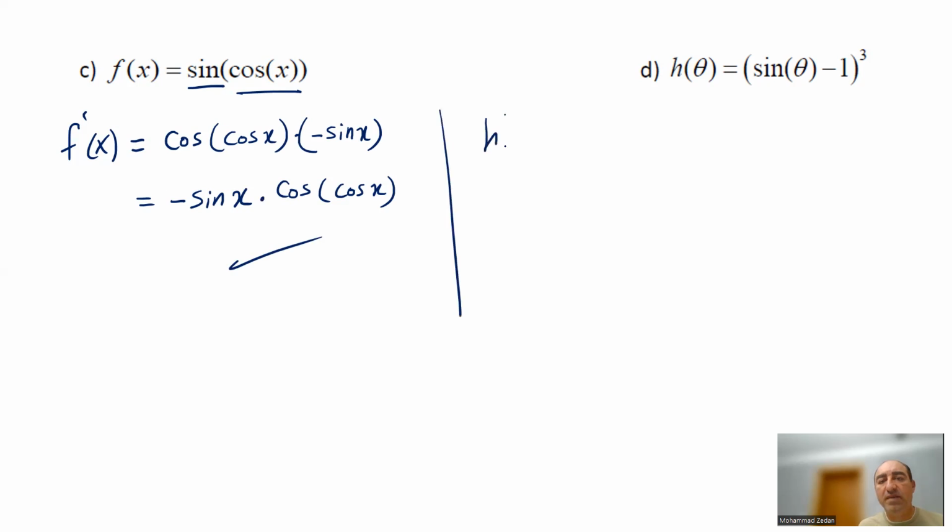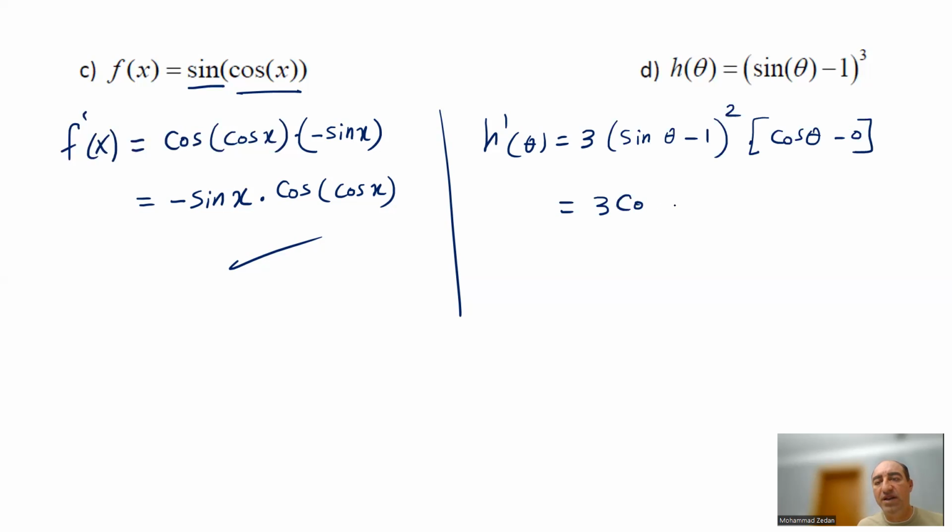The other one, h prime of theta, sine theta minus 1 all cubed. We use the chain rule now, just bring 3 here in the beginning. 3 times sine theta minus 1 to the power 2, times the derivative of sine theta minus 1, which is cosine theta minus 0, or just cosine theta. So the answer is 3 cosine theta times sine theta minus 1 all squared. Thank you. There's the answer.